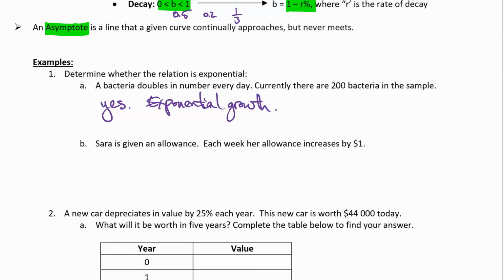What about here? Sarah is given an allowance each week. Her allowance increases by $1. So let's say she's got $5 a week this week, but next week she's going to get $6. The week after that, she's going to get $7. Week after that, she's going to get another $1 on top of that, which is $8 for the week, then $9. Is that exponential growth? No, it's not. It is maybe a linear growth where we're increasing it by just 1 every time, but it's not exponential growth. So this is no. It's a linear growth. She started with $5 and we're just adding $1 every week.